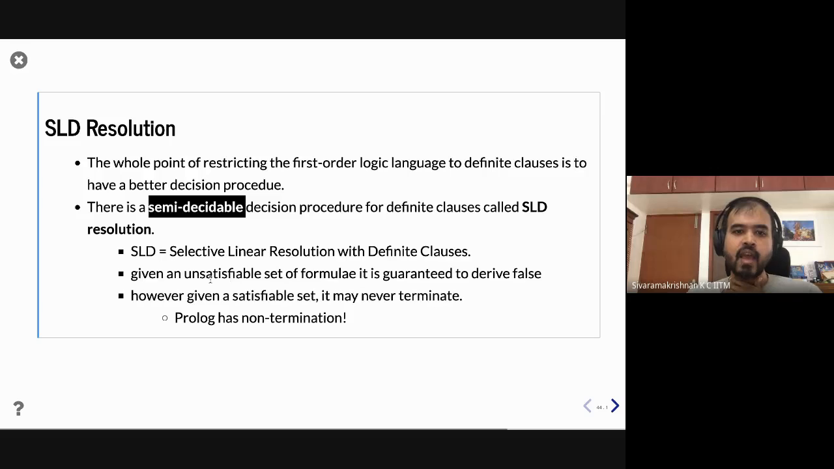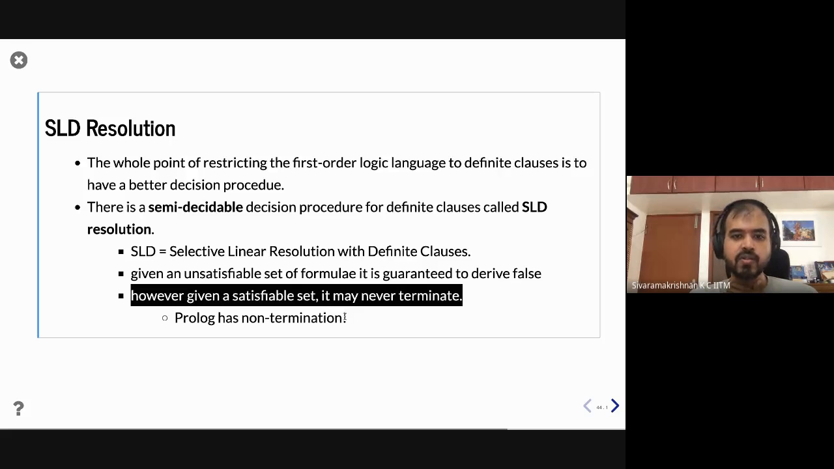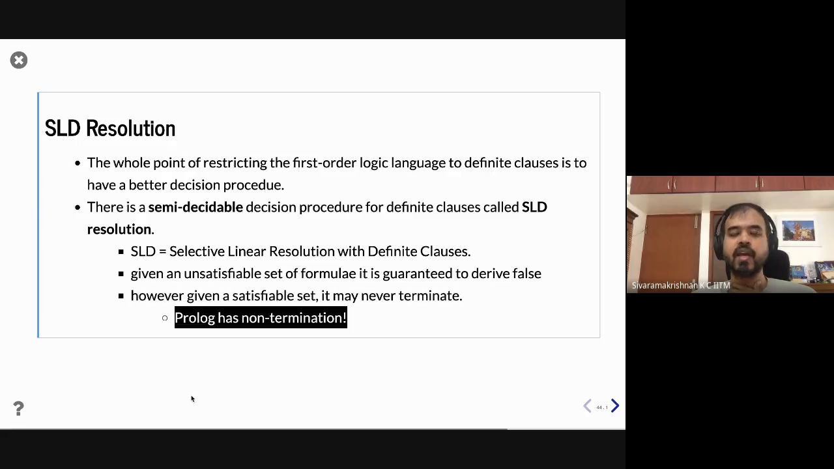What does that mean? If you ask for an unsatisfiable set of formulas, it is guaranteed to derive false. It goes through the program and guarantees that the procedure will terminate. If you give it a satisfiable set of formulas, so you give it a bunch of rules and facts, and then you provide the query, if the query is satisfiable, then it may never terminate. So this is where the semi-decidability comes in, and this is also why Prolog has non-termination. Prolog itself is Turing complete.